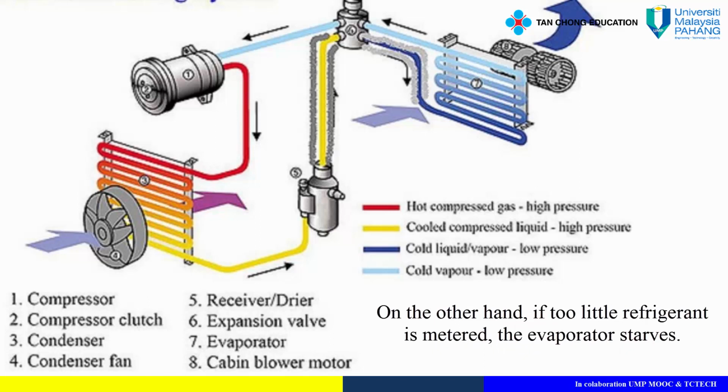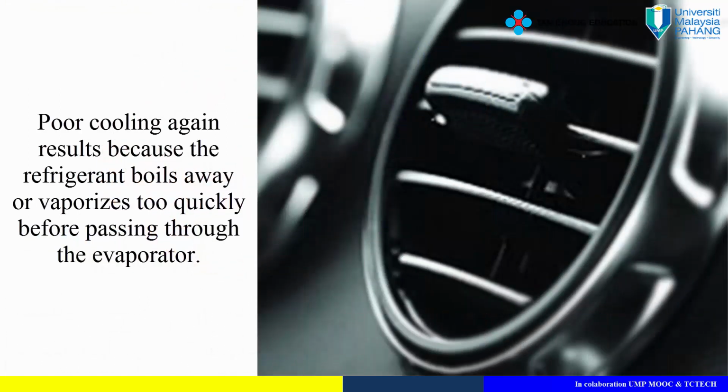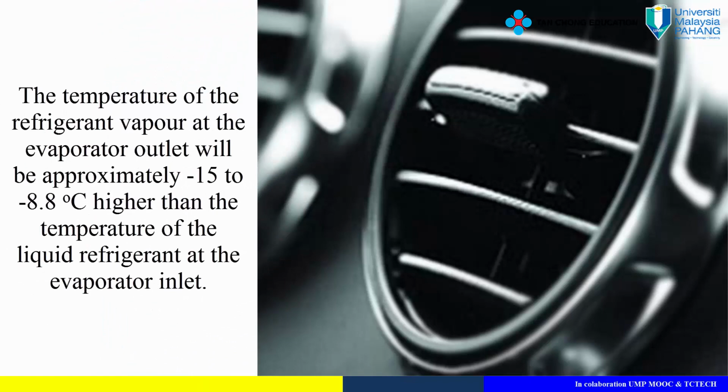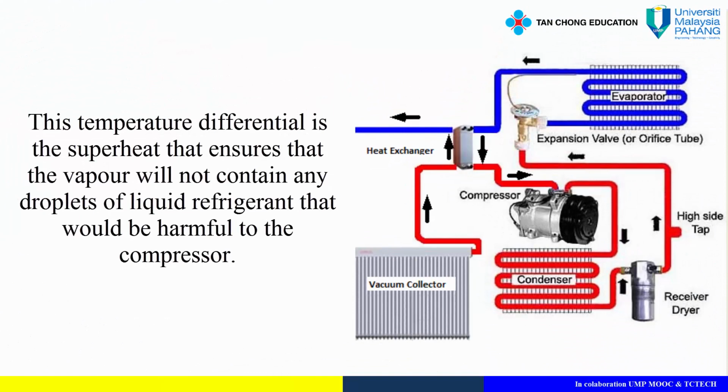On the other hand, if too little refrigerant is metered, the evaporator starves. Poor cooling again results because the refrigerant boils away or vaporizes too quickly before passing through the evaporator. The temperature of the refrigerant vapor at the evaporator outlet will be approximately -15 to -8.8 degrees Celsius higher than the temperature of the liquid refrigerant at the evaporator inlet. This temperature differential is the superheat that ensures that the vapor will not contain any droplets of liquid refrigerant that would be harmful to the compressor.